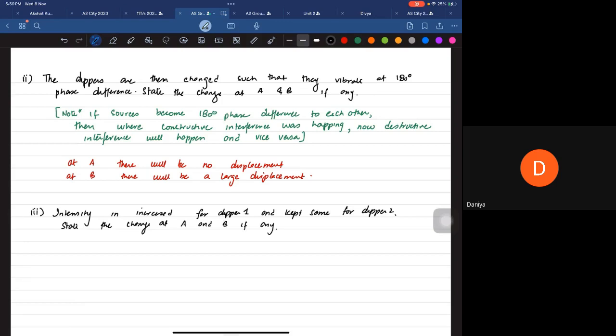All right. So obviously, if at A there was constructive interference, first the wave would look like this, and now the new dipper has a bigger wave. So when they meet constructively, they're going to make an even larger wave. Do you guys agree? Yes. So we can say at A, even larger displacement is seen because you have increased the intensity of one.